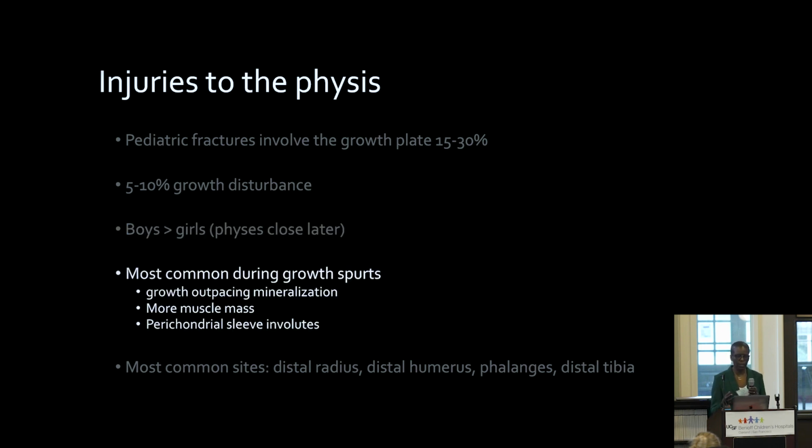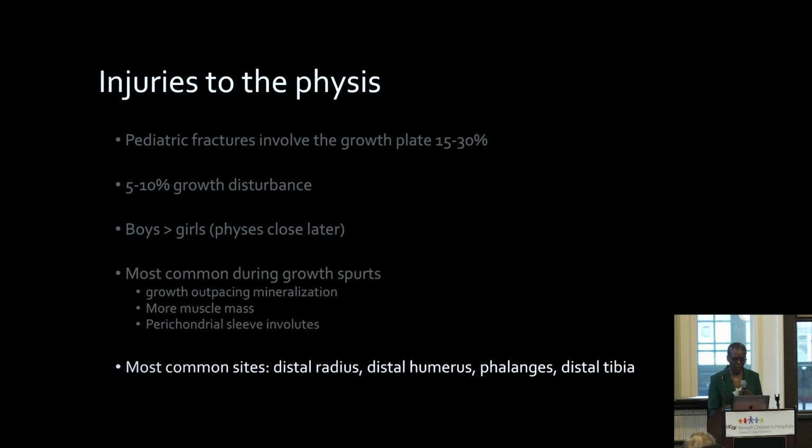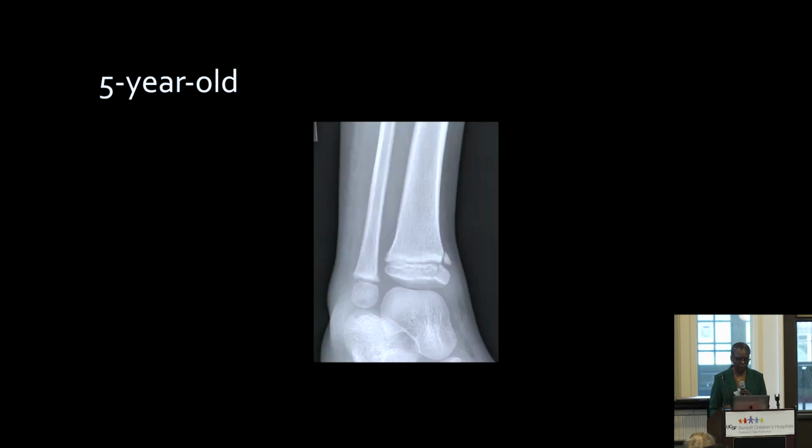And it's more common during growth spurts. Remember I talked about that perichondrium going around the physis? Well, that involutes during growth spurts. Also, the mineralization of the physis: the growth is going to outpace the mineralization. And the most common sites are the distal radius, the distal humerus, the phalanges, and the distal tibia.